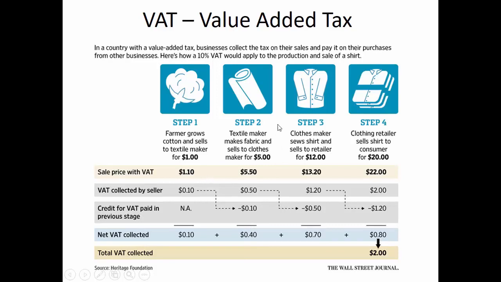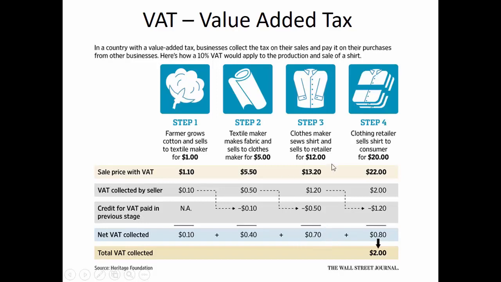So the same thing happens between step 2 and step 3. Let's say that the clothes maker buys the fabric, the sales price is $5, and of course they actually paid $5.50 with the tax, and so when they sell it for $12, the value that was added was $7, and so they're going to have to pay 70 cents in taxes.